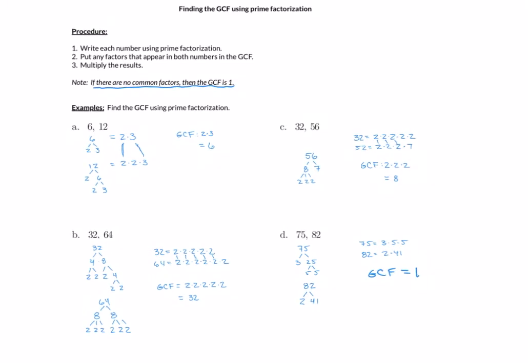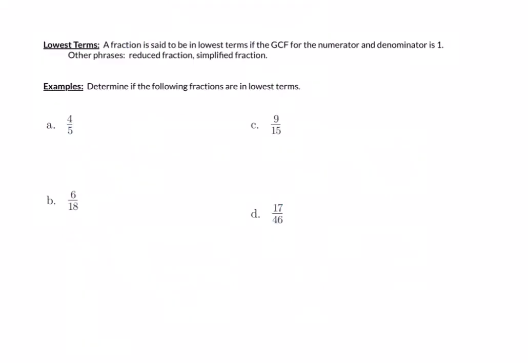Okay, so these are all tools that you can use to help you find greatest common factors and common factors in general. Now, where does this come into play when we talk about fractions? Common factors and greatest common factor comes in when we talk about simplifying fractions. In this section, we want to talk about writing fractions in lowest terms. A fraction is said to be in lowest terms if the GCF for the numerator and the denominator is 1.